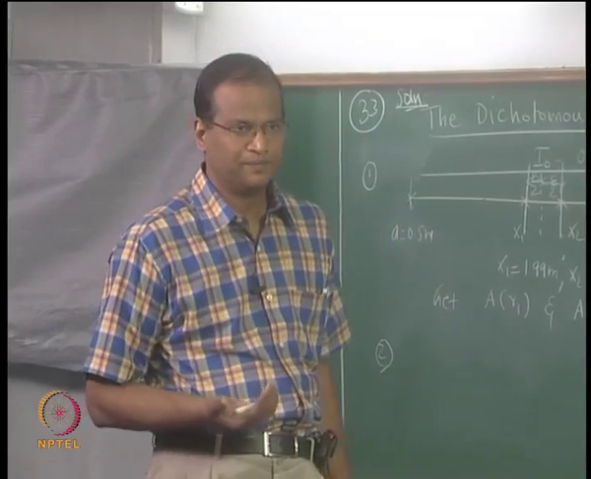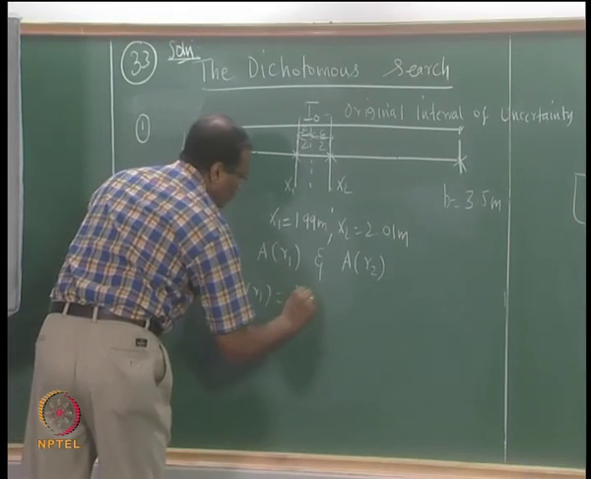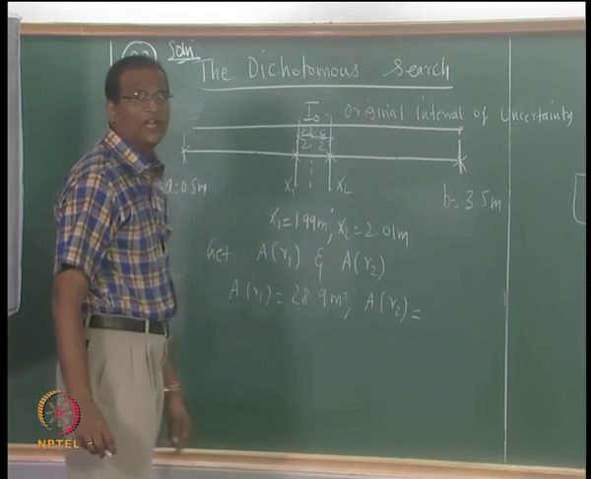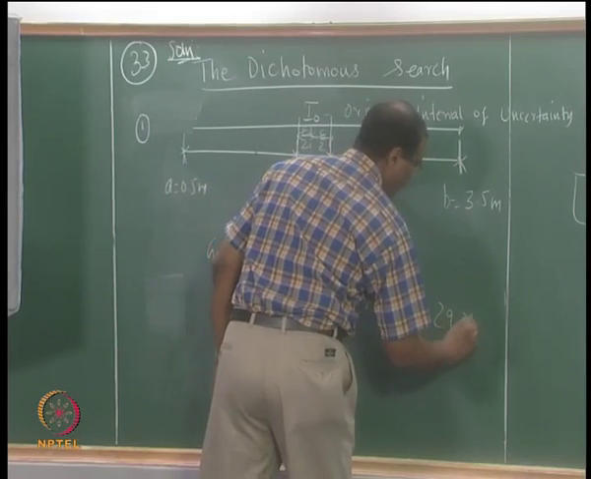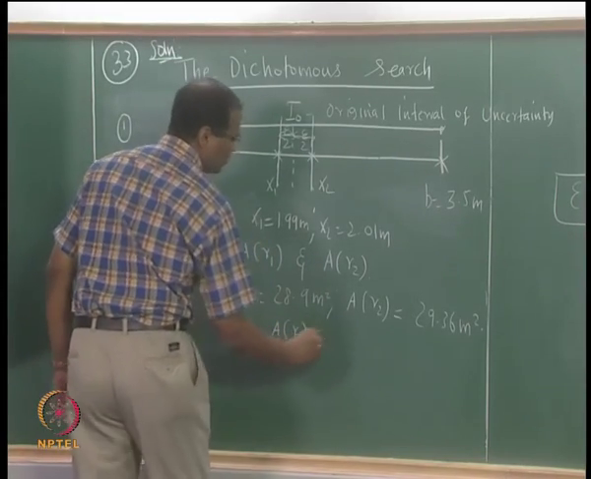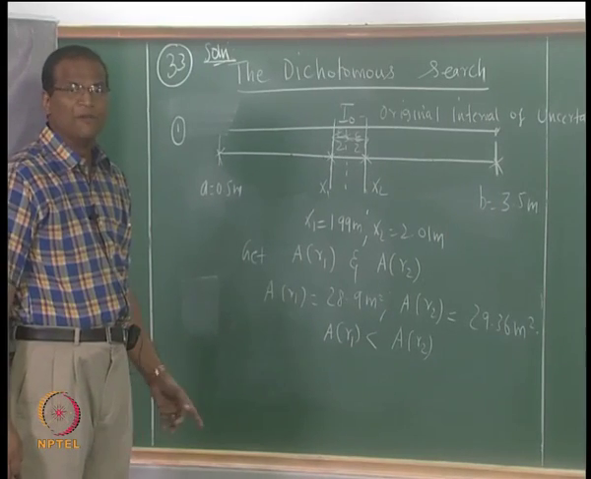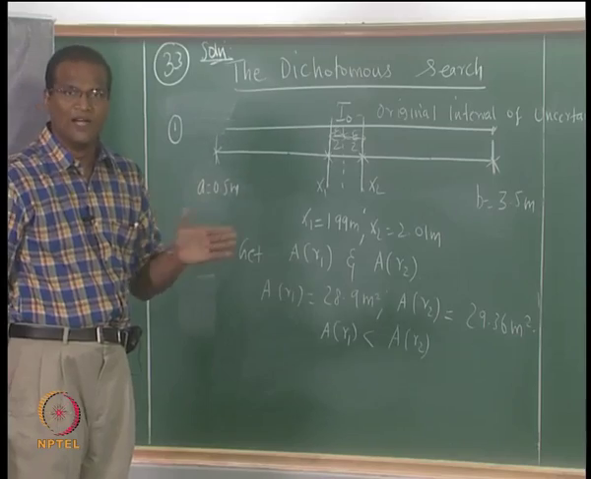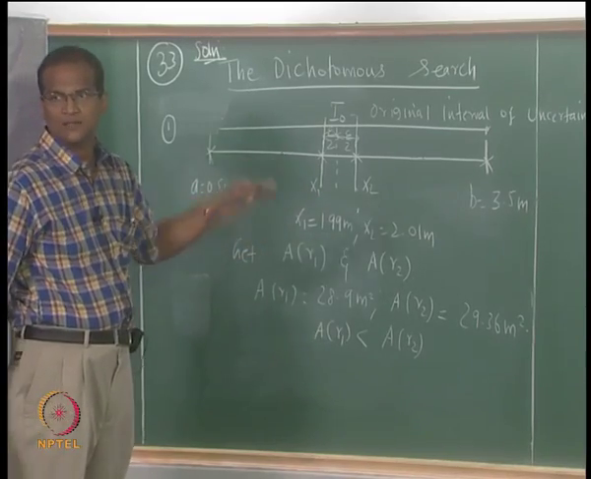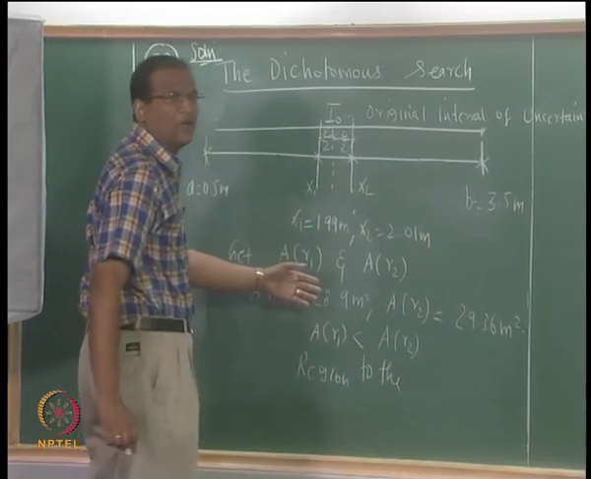What is A of R1? A of R1 is 28.9. A of R2 is 29 point. A of R1 is less than A of R2. So what can you say? It's a minimization problem. Region to the right of R2 can be eliminated. Okay, so that is the logical conclusion you arrive at after you do the 2-point test, because we are still talking about a unimodal function.